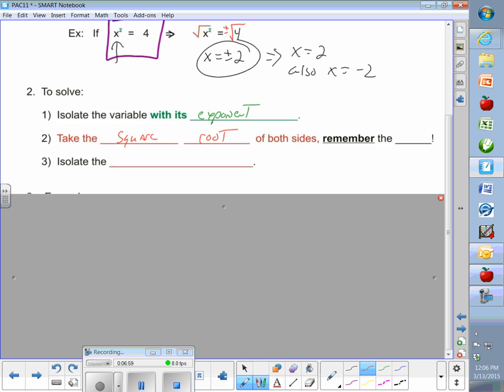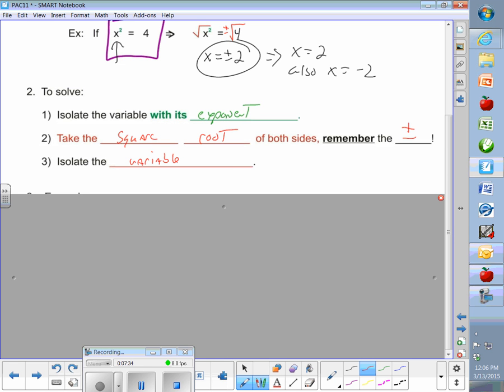What goes in the last blank on that line? Say it if you know it. Don't forget the plus minus, all right? Remember the plus minus, folks. And then how would you finish? Somebody raise your hand. What would number 3 be? How would you finish this? Sam? Then isolate the variable. Sometimes it's already isolated and you're done at step 2. More complicated ones, you've got a step 3 to finish.